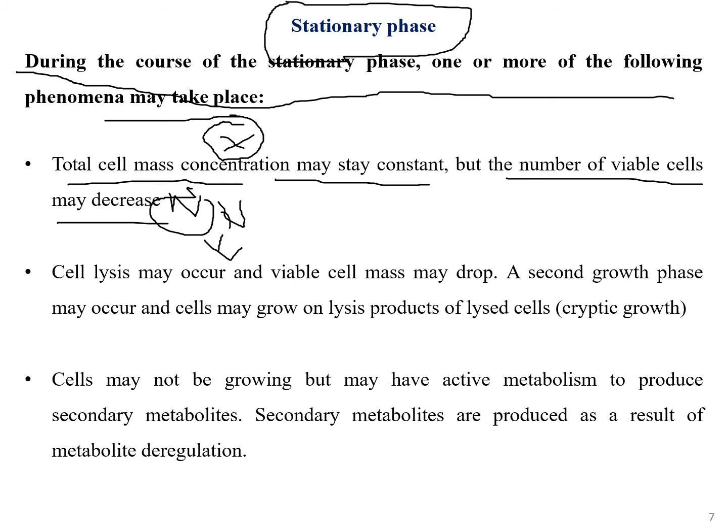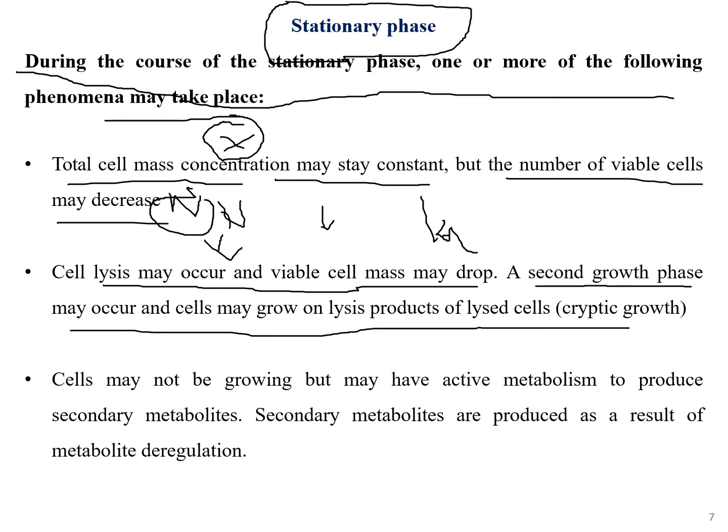Whereas in the stationary phase, the cell mass concentration remains more or less the same while the viable cells decrease, and decreasing viable cells means an increase in death rate, or increase in Kd. Also, cell lysis may occur and viable cell mass may drop. A second growth phase may occur and cells may grow on lysis products of the lysed cells. We call this cryptic growth.